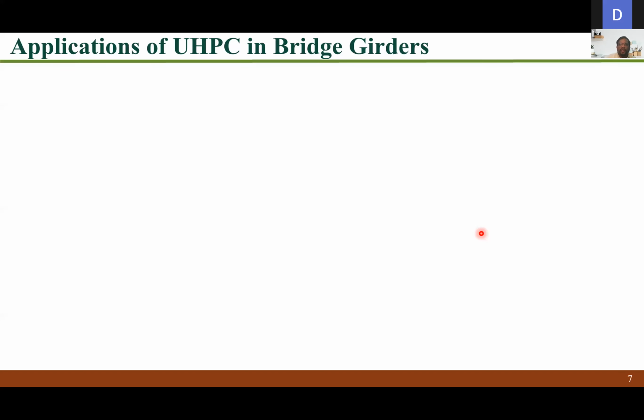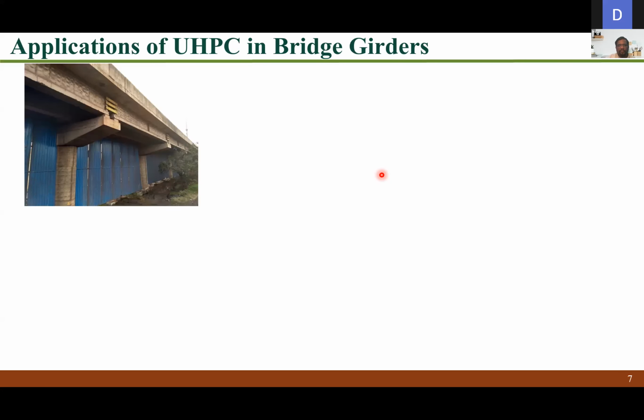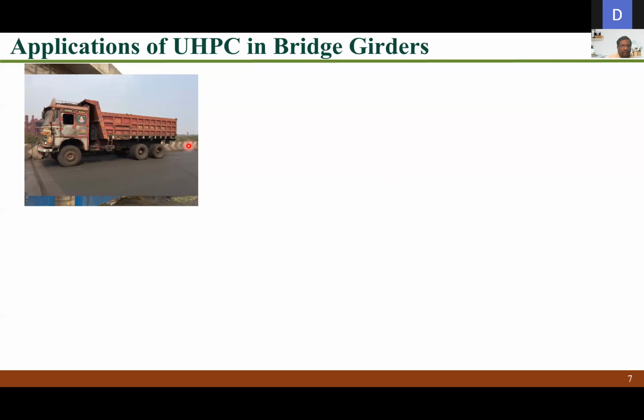And we also have UHPC in bridge girders. Concrete is one of the most preferred materials for construction, even in bridges, mostly in the medium span. When you talk about spans up to 30 or 40 meters, usually we go for box girder or post-tension girder systems. And of course, in bridges, you're talking about very heavy vehicle loads that keep going.